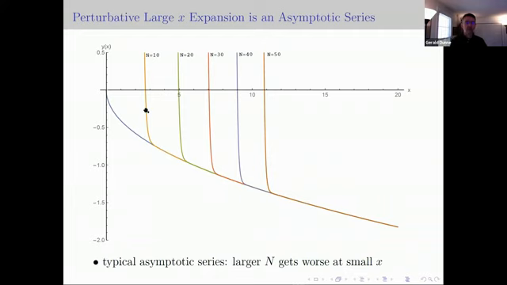And we see the typical behavior of an asymptotic series. It seems counterintuitive that by getting more terms in the series, the answer is sort of getting worse at small x. But that's just because truncating at some fixed order in n independent of x is just not the right thing to do with an asymptotic series.